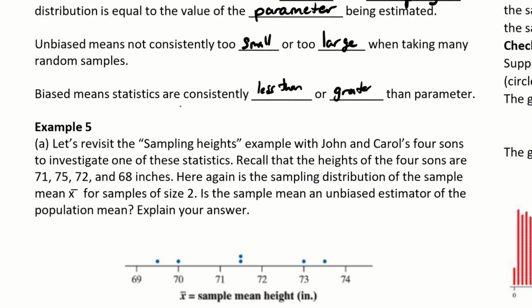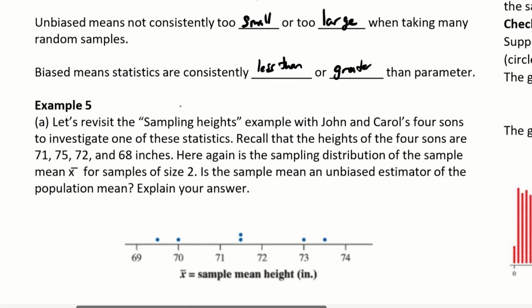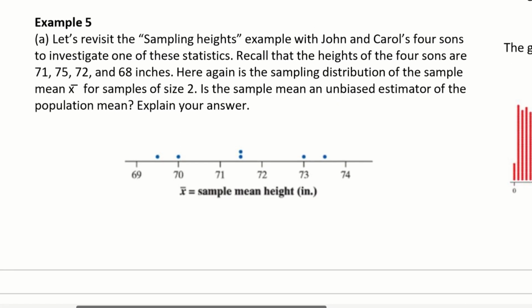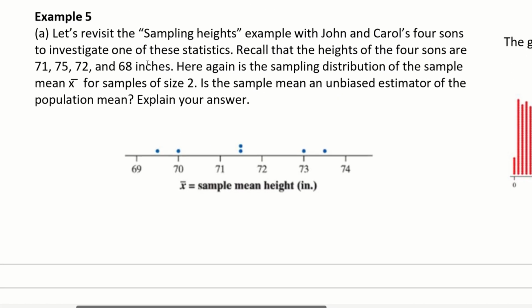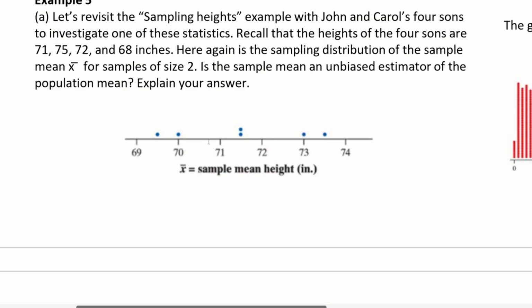Okay, so example 5. Let's revisit the sampling heights example. Remember the four sons where they had the heights of 71, 75, 72, 68 inches back in, I think, example 2. So we want to revisit that example. So here again is the sampling distribution. This is what we had graphed earlier for sample size 2. Now, is the sample mean an unbiased estimator of the population mean? So this is the distribution of sample means, the sampling distribution of sample means.